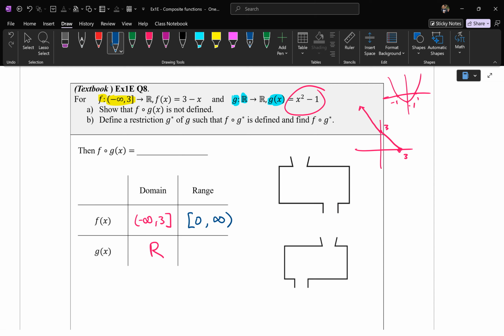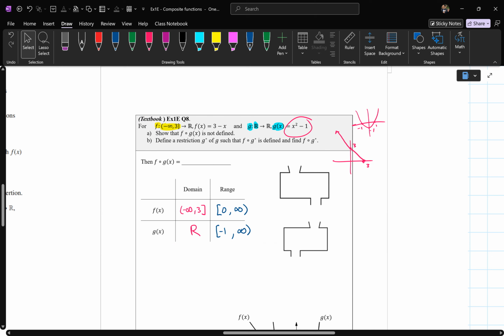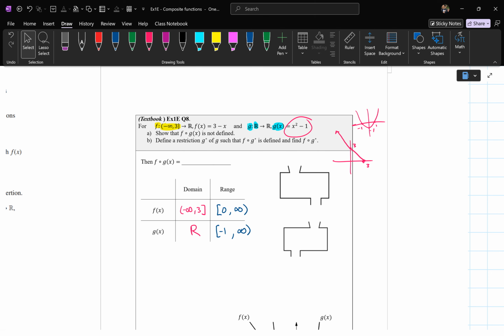Then I look at my quadratic graph, which is g of x. My domain was all real numbers, but my range is clearly from negative 1 to infinity. That's the first step: being able to tell the domain and the range and visualize it in your head. You don't have to draw it out in a table. I do it in a table so it's clear for you to see.